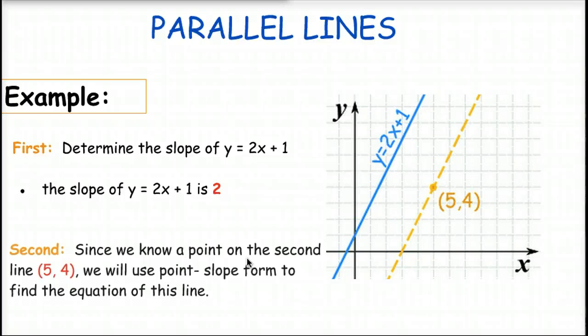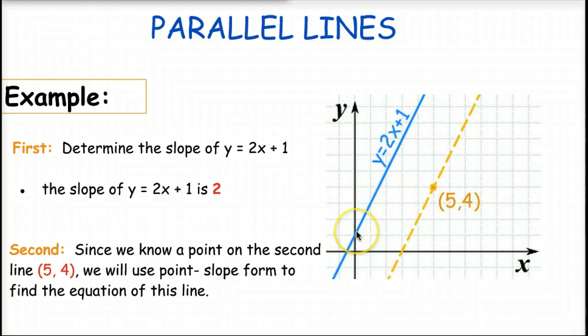First thing is to determine the slope of our line y equals 2x plus 1 because we know that parallel lines have exactly the same slope. Well, if I look at this equation, y equals 2x plus 1, I can see that the slope of that is 2. So the number in front of the x, remember, is your m, and that is your slope.